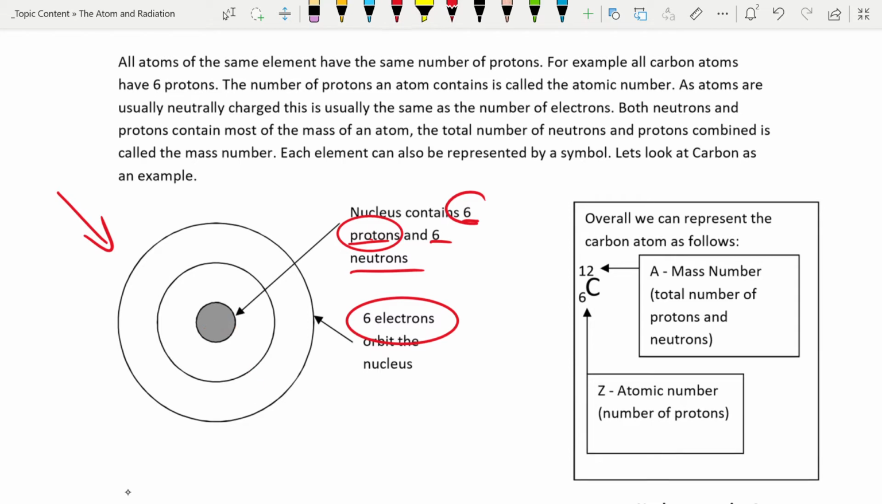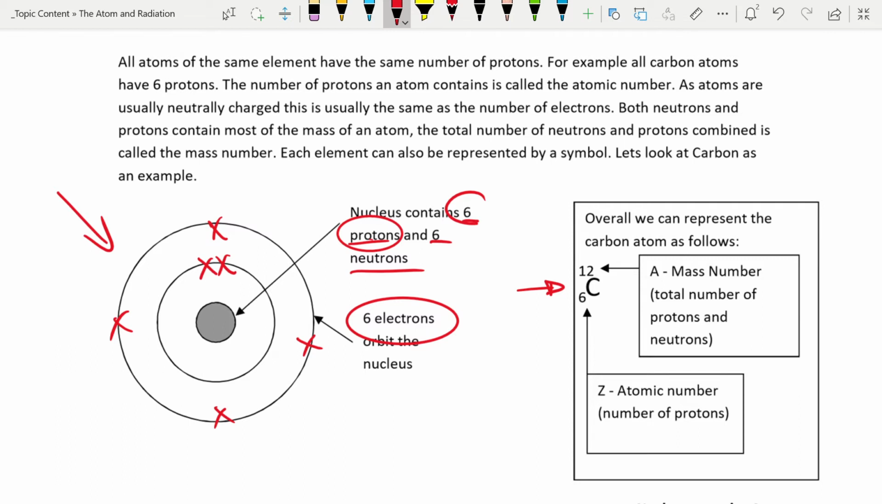Now, rather than trying to draw diagrams like this to represent our atoms, we'd like to do it in a more shortened form, and we represent this by symbols. Each type of atom or element has its own symbol. So for instance, this atom here is an atom of carbon, so we use a capital letter C to represent it.